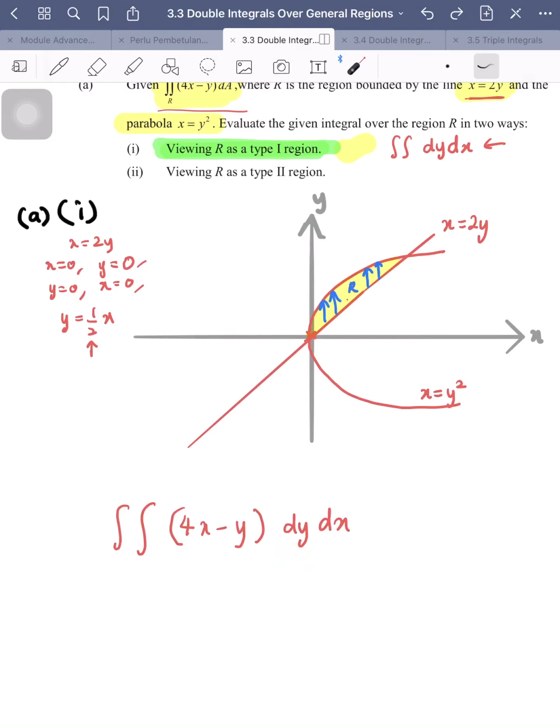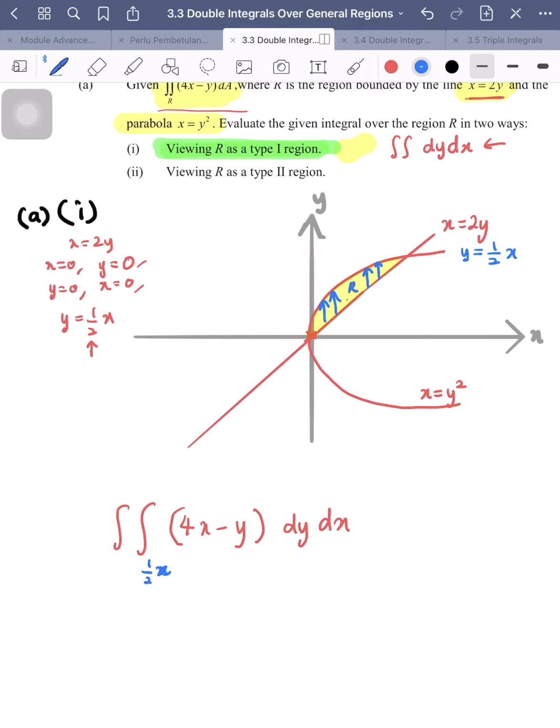So in this case, we can see the bottom is y equal to something, since it's y equal to a function of x. Do you remember just now I said y equal to a function of x. So in this case, you can rearrange to y equal to 1 over 2 x. So here it becomes y equal to 1 over 2 x.